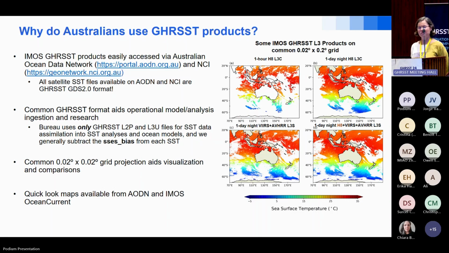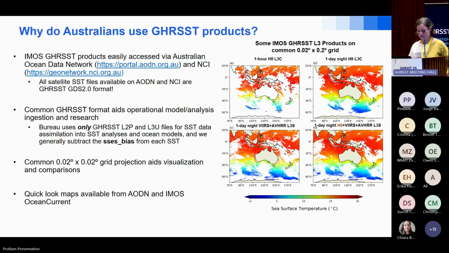And we generally, although not always, subtract the SSES bias from each SST because we found that that does make it more accurate SST. So we've tested that. And also the fact that all the IMOS GHRSST level 3 products are on the same 0.02 degree by 0.02 degree grid. Users like that because then they are easier to visualize and to compare.